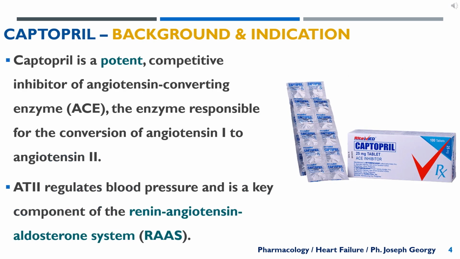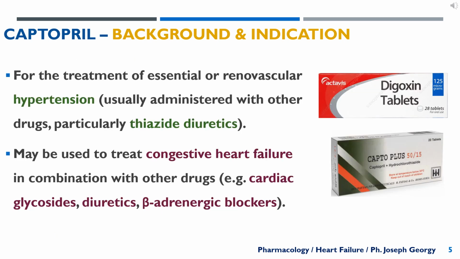Captopril is a potent competitive inhibitor of angiotensin converting enzyme, or ACE, the enzyme responsible for the conversion of angiotensin 1 to angiotensin 2. Angiotensin 2 regulates blood pressure and is a key component of the renin-angiotensin-aldosterone system, or RAAS.